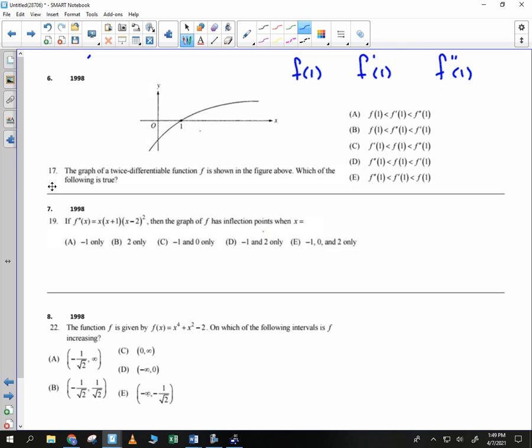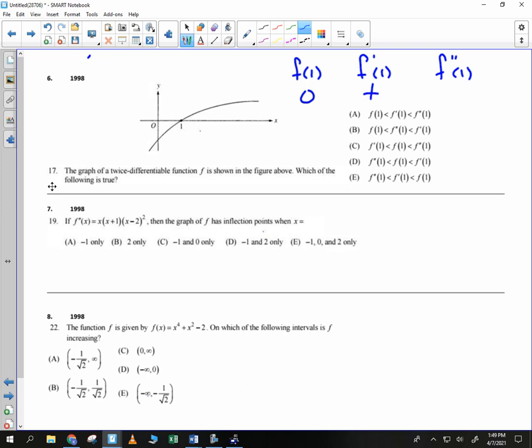Somebody tell me, what is f of 1? 0. Excellent. F prime of 1, that means the derivative, right? Is the derivative positive or negative at 1? Are you on your way up or are you on your way down? We're on our way up, right? It's positive. F prime of 1 is positive.